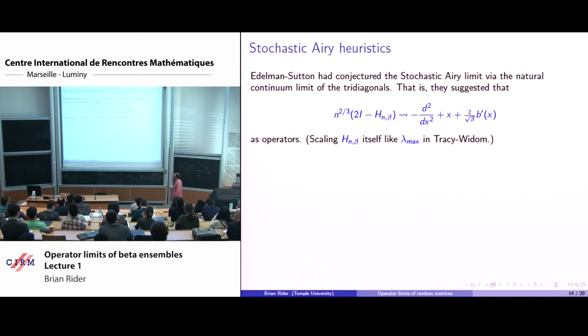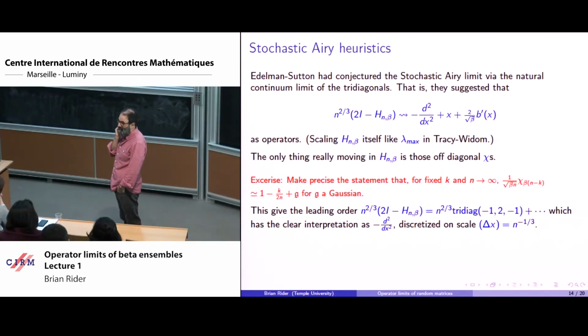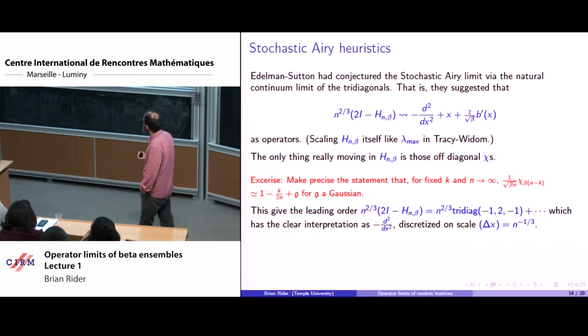So, what's the heuristic for where this would come from? So remember, okay, what's this H_n^beta, right? You have these Gaussians, fixed Gaussians, meaning mean 0, variance 2, just fixed, they're not moving on the diagonal. The only thing moving around are those chi's, right? You have chi's of degree beta times (n minus 1), beta times (n minus 2), all down those off diagonals, all right?